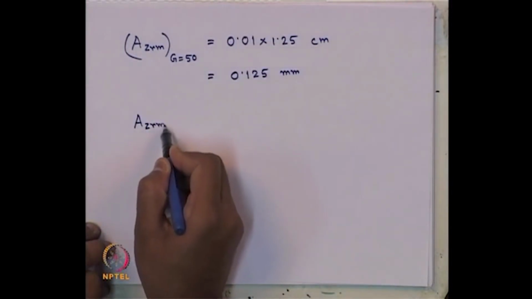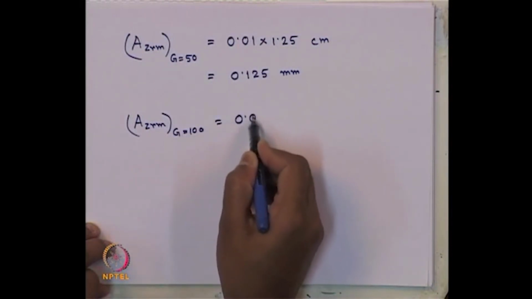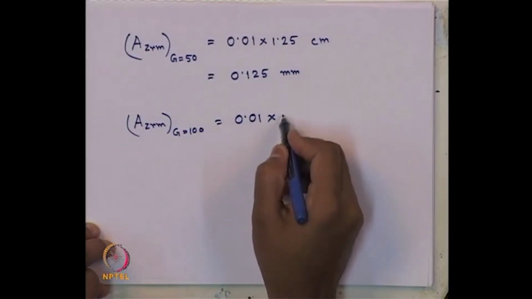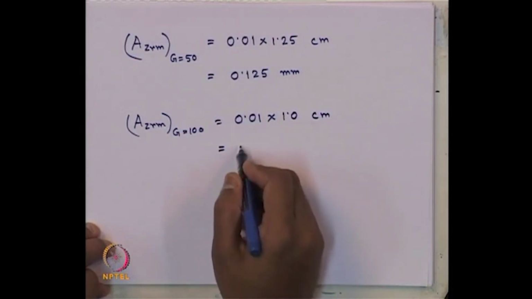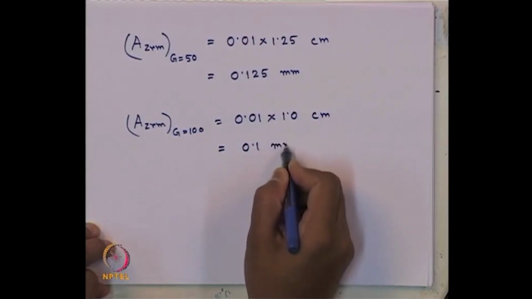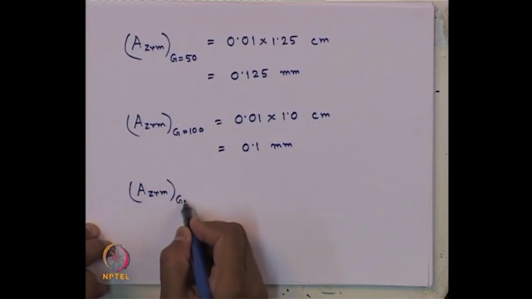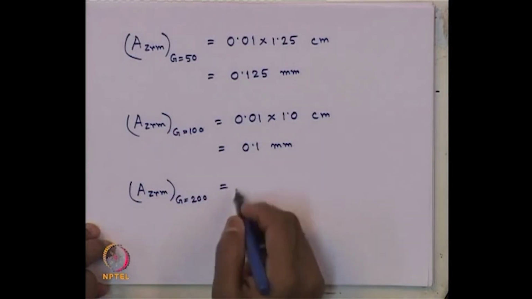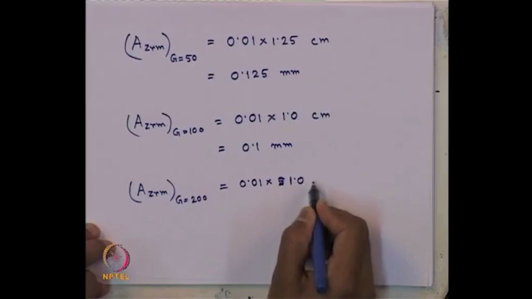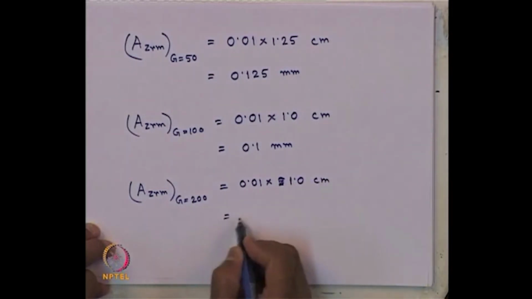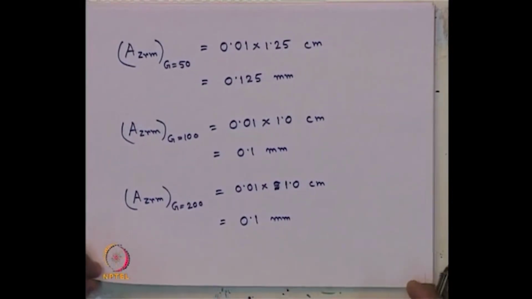Similarly, for the other two types of soil, AZRM with G equals 100: 0.01 into the factor MRM we read for this as 1. So, it is 0.1 millimeter, and it also remains same for G equals 200, because this factor remains same. So, 0.1 millimeter. So, these are the displacement amplitudes at resonance condition.